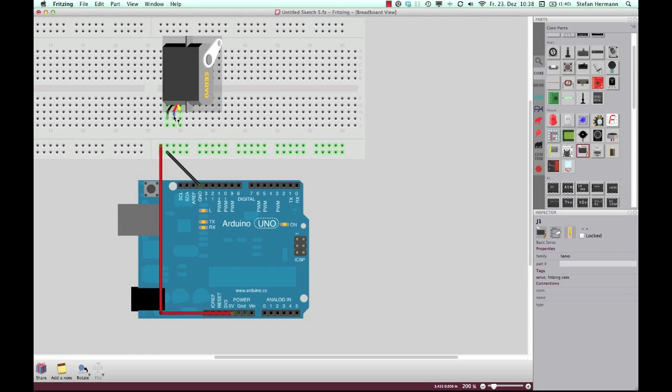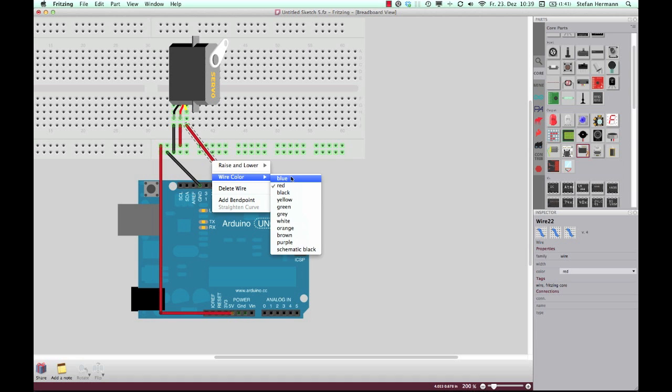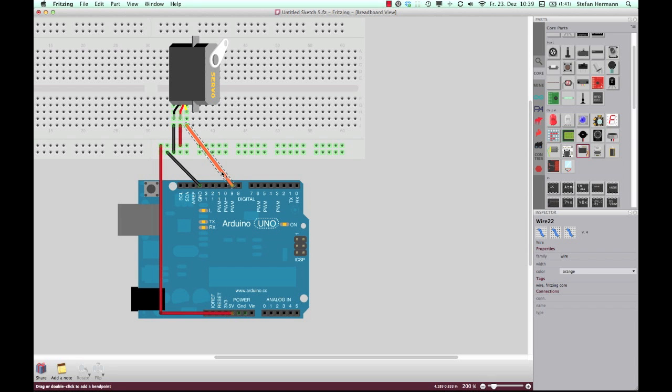So here we have the servo motor again, and as I said, black or brown goes to the ground, the red wire goes to the plus, and the data wire goes to 9. It is quite important that you don't reverse the polarity on the servo, because with that you can break it. Okay, let's make this orange. So, servo is connected, right?